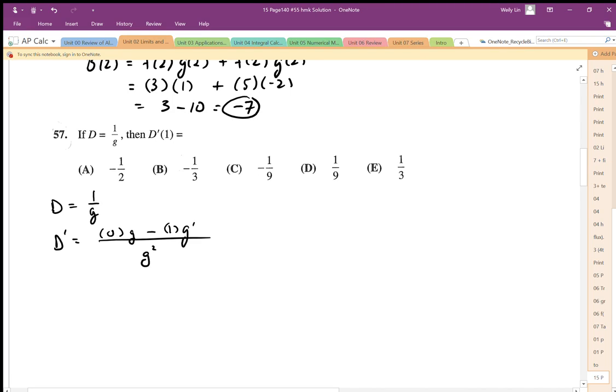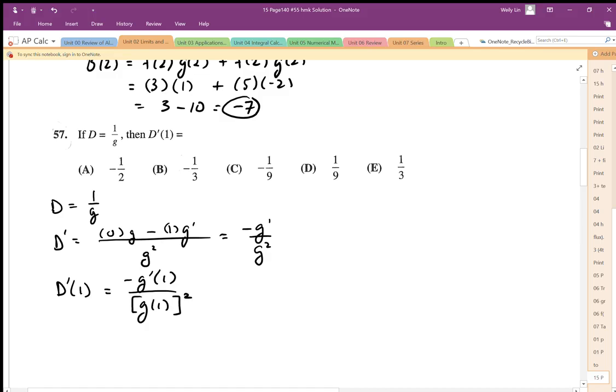Now 0 times anything, I'm just going to simplify this. 0 times anything is 0, so I get negative g prime over g squared. If I want to evaluate the derivative at x equals 1, I'm going to need the negative of g prime at 1, and then I need the value of g at 1 and square it.